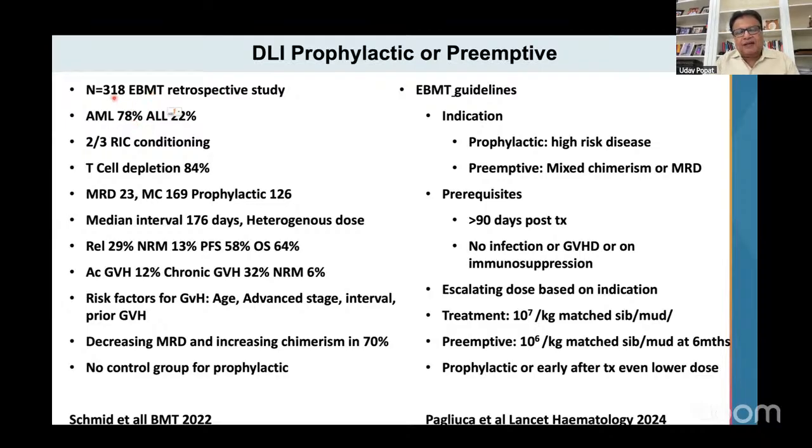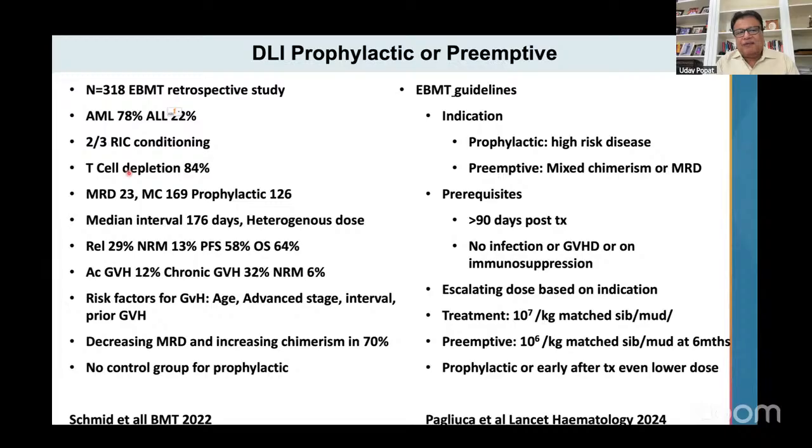So this study in 318 patients, 78% of patients had AML. This is the first problem. 2/3 of the patients had reduced intensity conditioning. And as you guys said, you don't use reduced intensity. So is this applicable to you? Certainly, you can use the principle used over here.